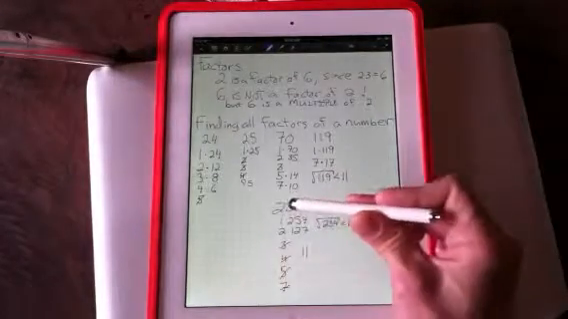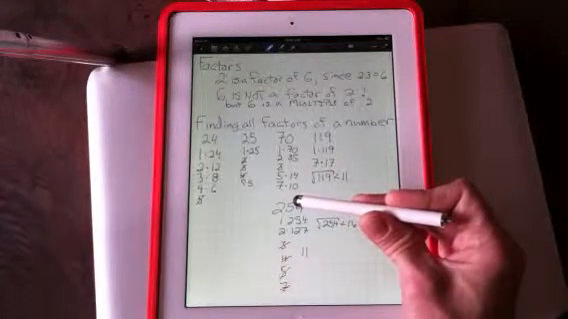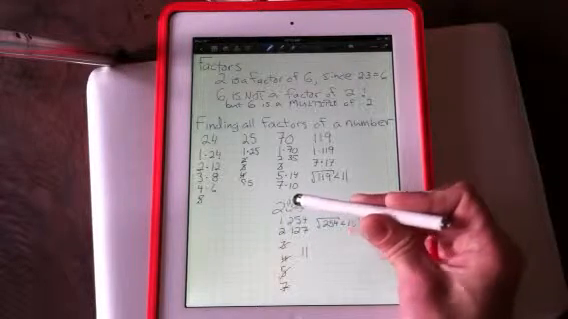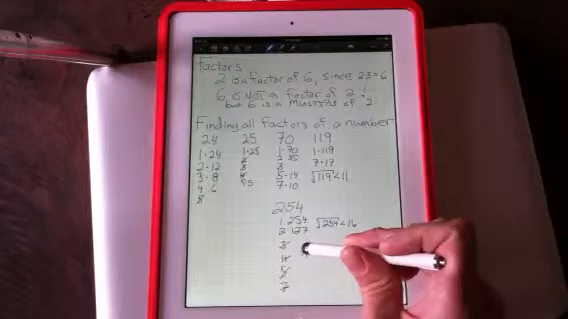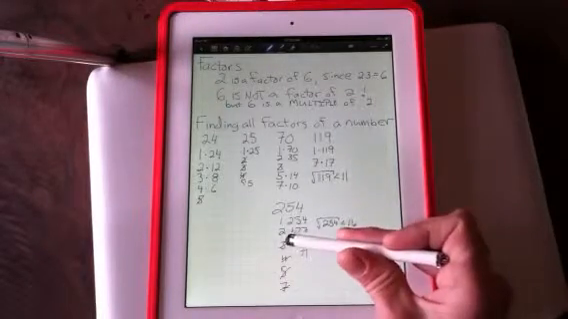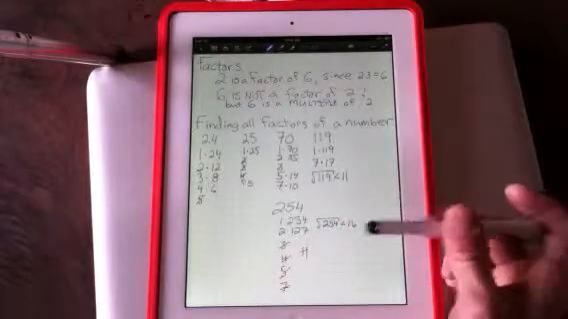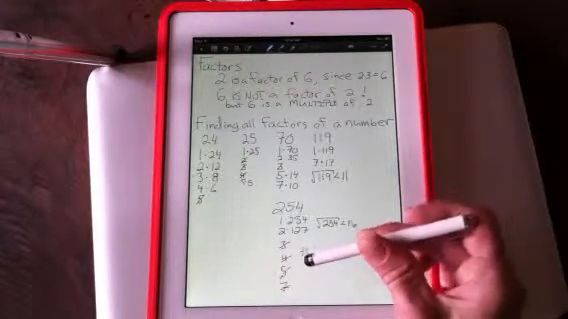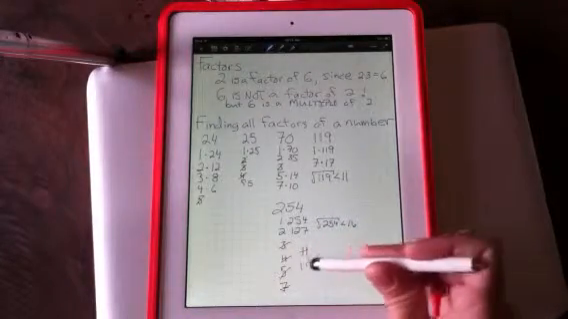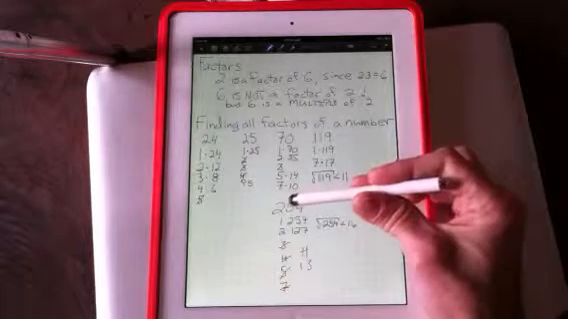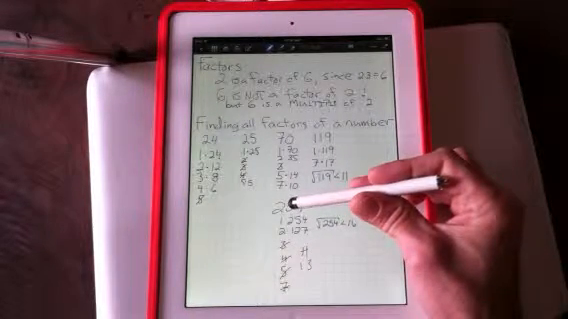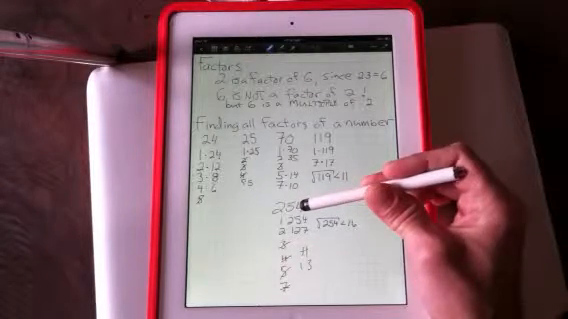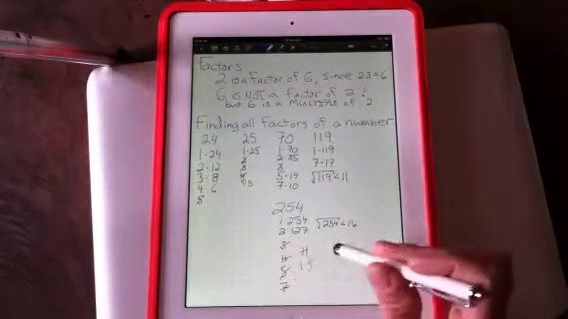And 11 goes into 25 how many times? Twice. 22, leaving 34. 11 doesn't go into 34. 12 I don't need to check because neither 3 nor 4 worked, and 3 and 4 go into 12. Let's see, 13 I got to check. 13 goes into 25, leaving 12, 124. 13 I'm pretty sure doesn't go into 124.